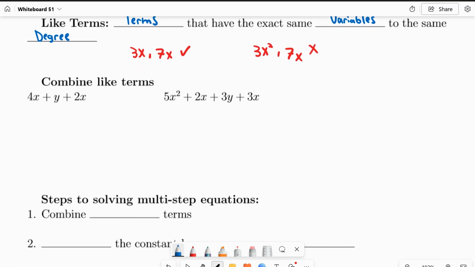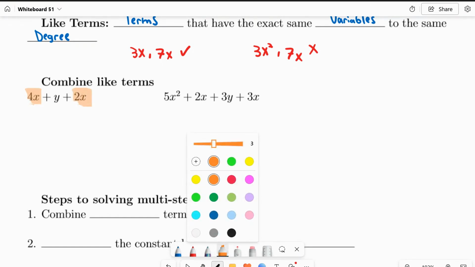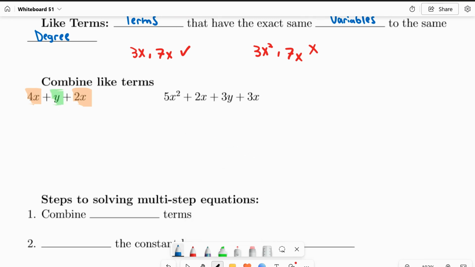So like I said, we want to simplify our like terms. That process is called combining like terms. So to do that, I'm going to highlight my like terms. So I've got 4x and 2x, which both have x to the first power, and then I have y. So combining like terms, I could not add y with my x's. So 4x plus 2x gives me 6x, and then y plus nothing is just y. All right, we'll look at the second example together in class.